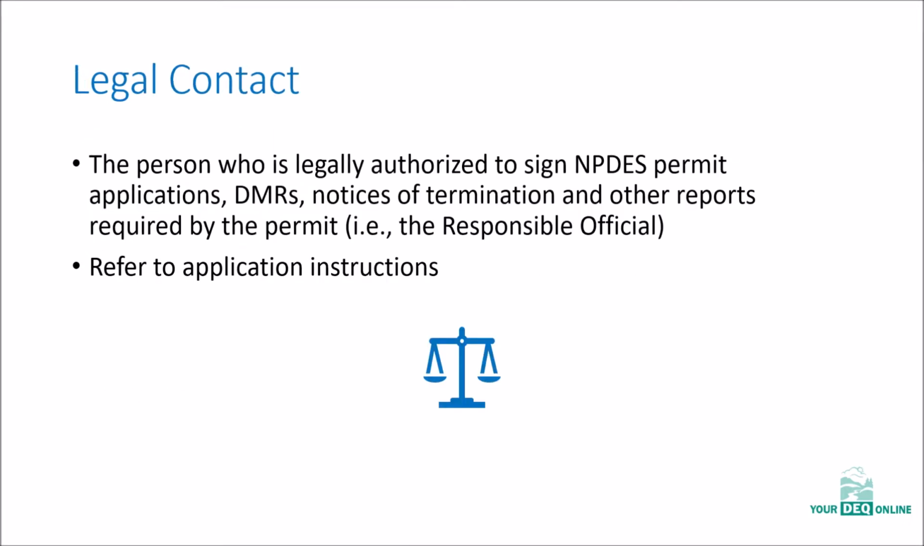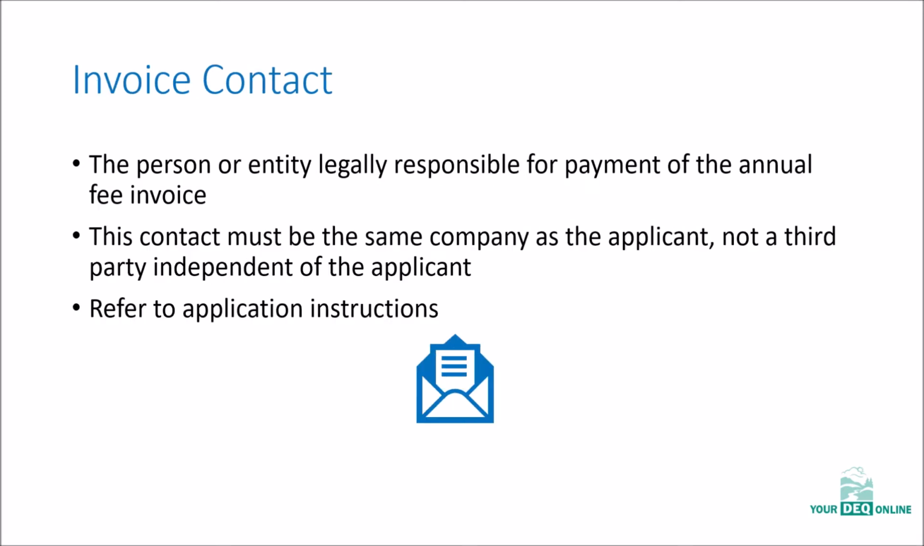The next step will be to input information for the legal and invoice contacts. The legal contact for your facility is the person who's legally authorized to sign NPDES permit applications, DMRs, notices of termination, and other reports required by the permit. The legal contact will be a person with a responsible official account in YDO. The invoice contact will be the person or legal entity responsible for payment of the annual fee invoice and must be or be part of the same company as the applicant.